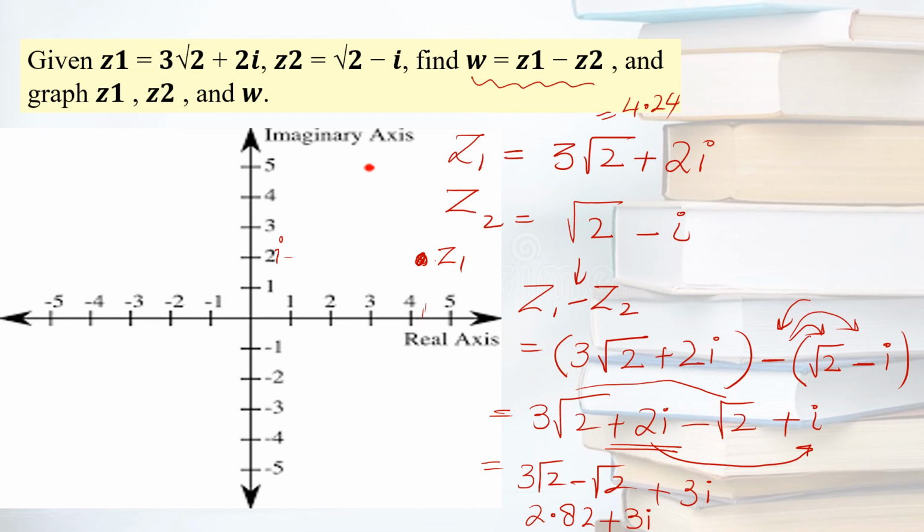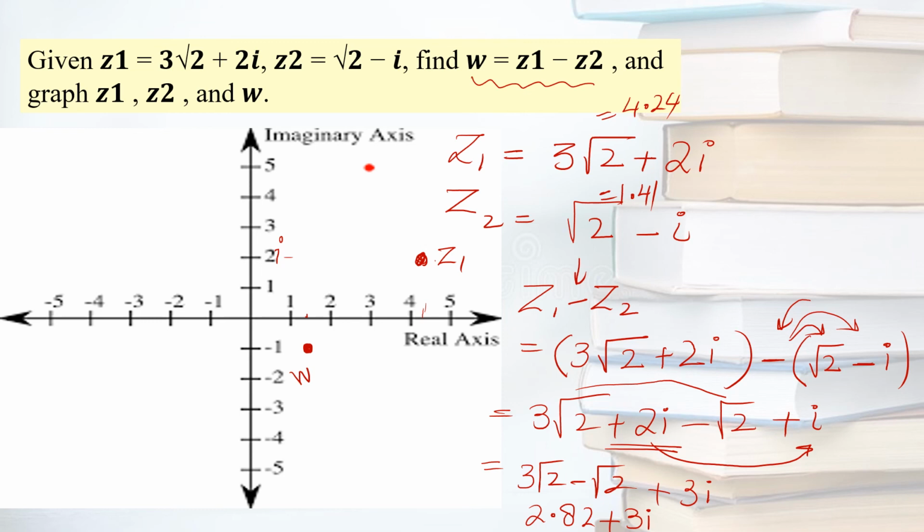Now for z2, square root 2 minus i. So square root 2 means 1.41. So here somewhere 1.41 minus i. i is in the vertical axis on the downward side. So this one is your z2.